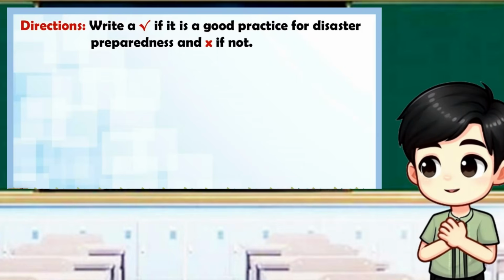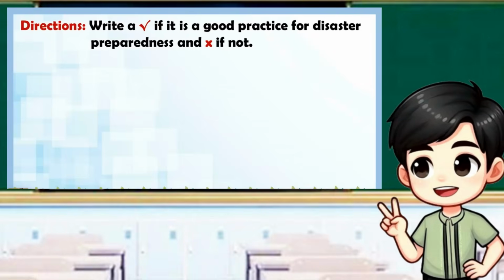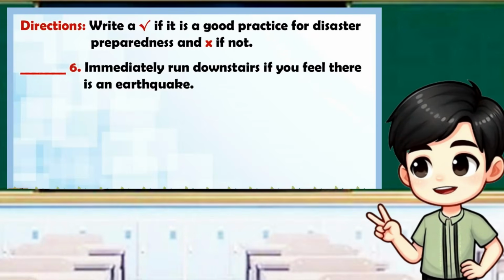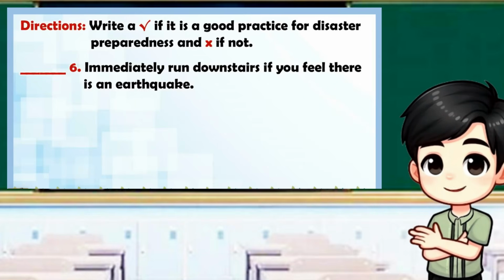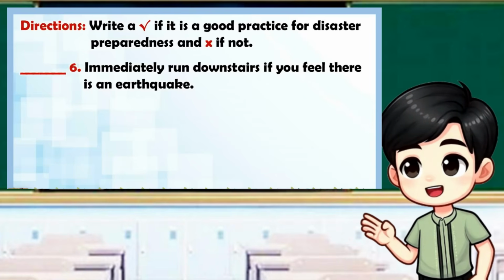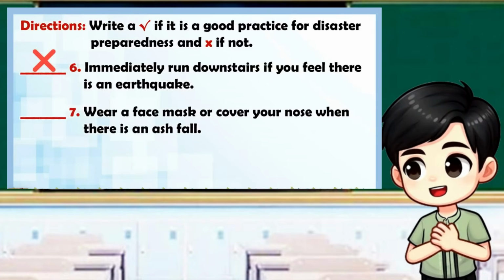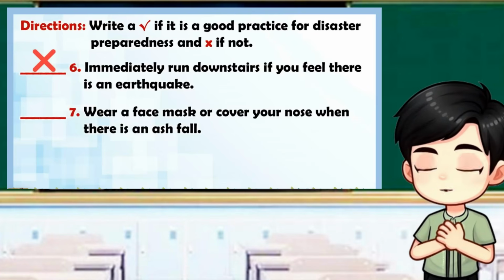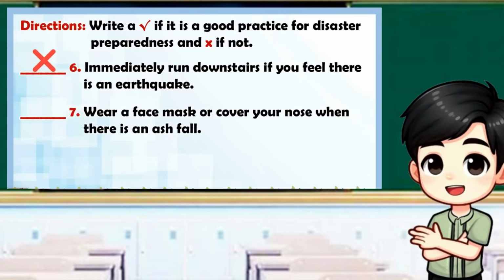Directions. Write a check if it is good practice for disaster preparedness and cross if not. For number 6, immediately run downstairs if you feel there is an earthquake. Is it check or cross? Very good. The correct answer is cross. Number 7. Wear a face mask or cover your nose when there is an ash fall. Is it check or cross? Very good. The correct answer is check.